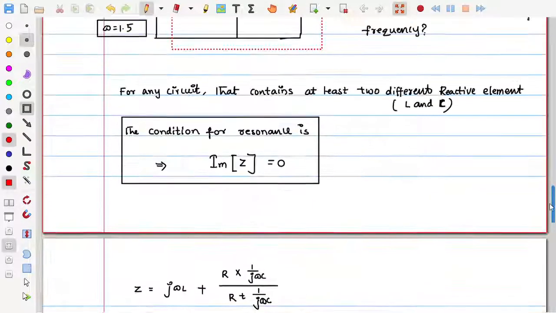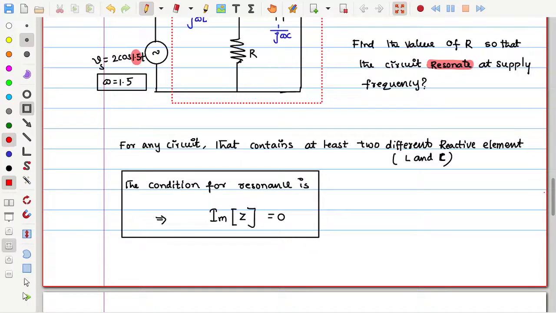Once you understand these things, one important point about resonance is that whatever may be the circuit, the imaginary part of the impedance is 0 at resonant condition. With this statement, you can do many wonders. Okay.